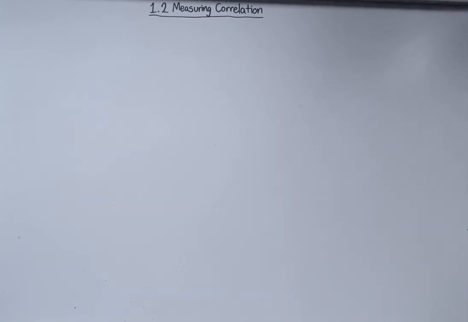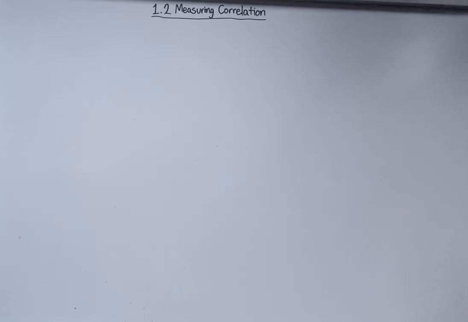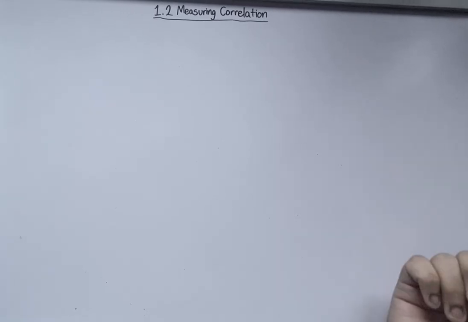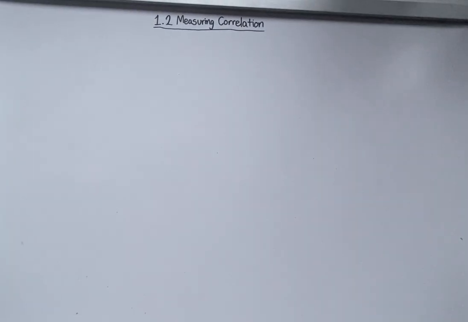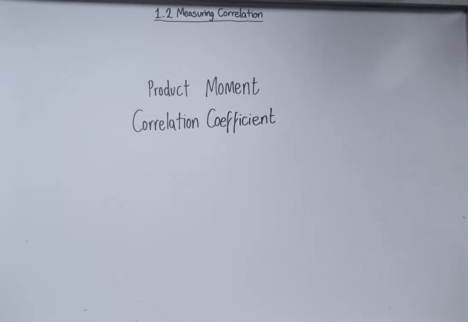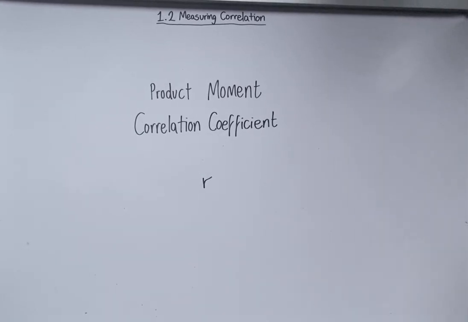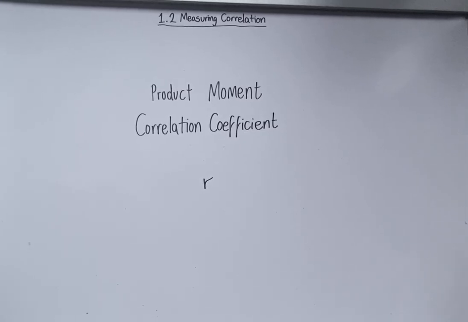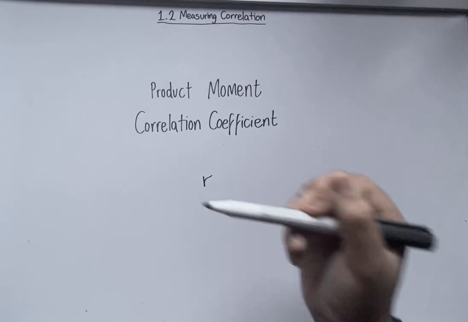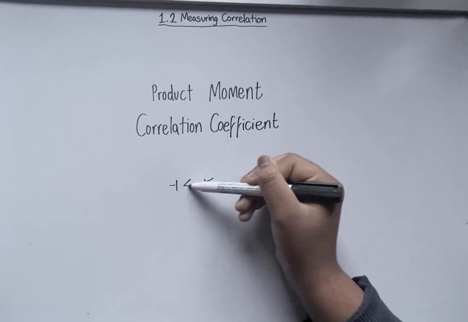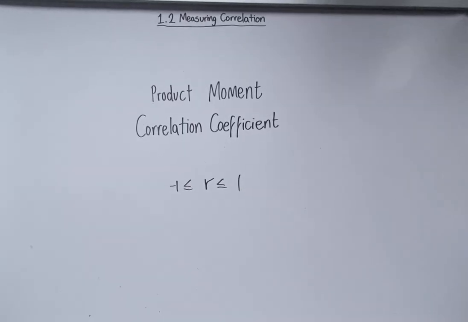Lesson 2. Measuring correlation. You can calculate quantitative values to measure the strength and type of linear correlation between two variables. One of these is called the product moment correlation coefficient, denoted by the letter R, which you can automatically find on your calculator. It describes the linear correlation between two variables, taking any value from -1 to 1.